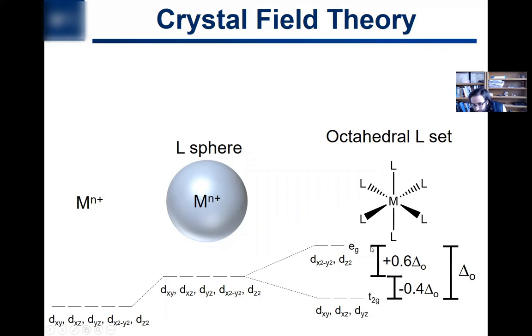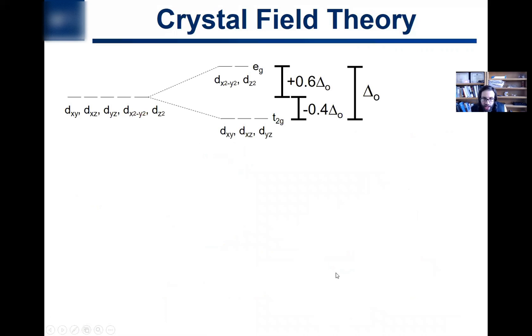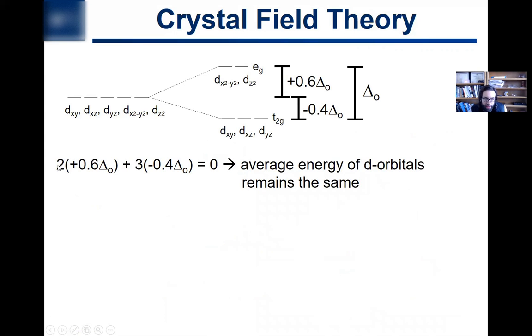And so you can think about this as the Egs being raised 0.6 times delta O, okay? Or what is that, 3/5, going 3/5 up delta O, whatever this gap is. And the three T2gs going down 2/5 or negative 0.4 times delta O. Because if you add that up together, right, you have two orbitals that went up 0.6 times delta O plus three orbitals that went down minus 0.4 times delta O. That gets you 1.2 delta O minus 1.2 delta O equals 0. So your center line here didn't change.